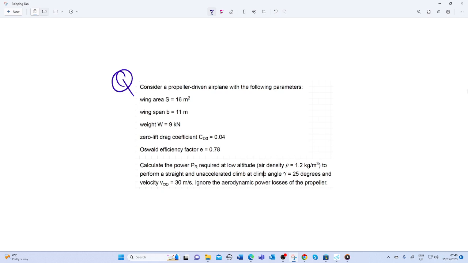Consider a propeller driven airplane with the following parameters. The wing area S equals 16 meters squared. The wingspan B equals 11 meters. And the weight 9 kilonewton. The zero lift drag coefficient CD0 equals 0.04. The Oswald efficiency factor E is 0.78. Now, calculate the aircraft power required at low altitude.